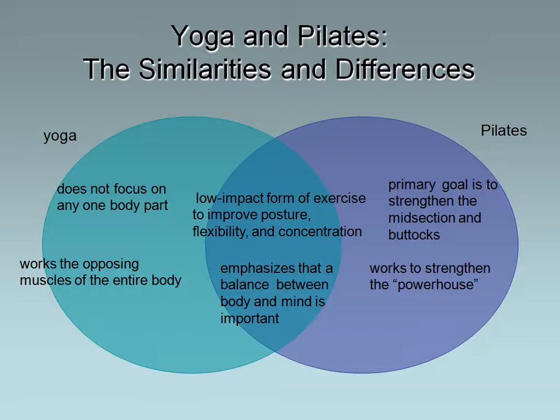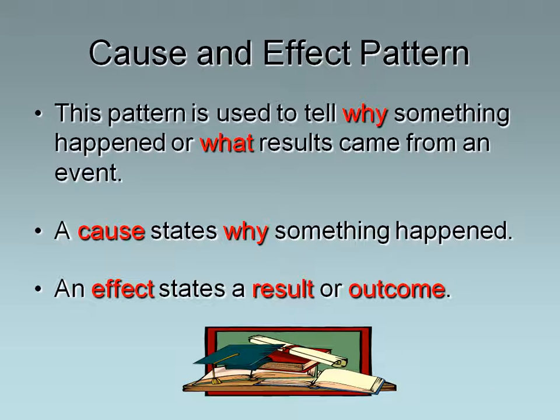The cause and effect pattern. The next pattern that we will study is the cause and effect pattern. Sometimes an author talks about why something happened or what results came from an event. A cause states why something happens. An effect states a result or outcome.